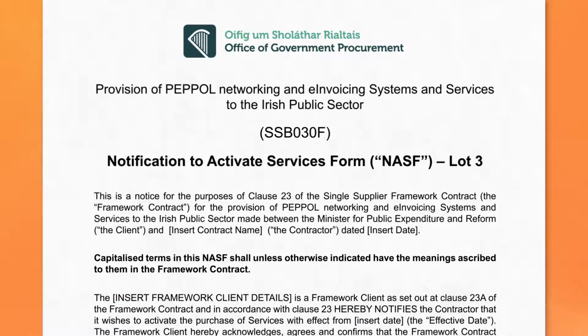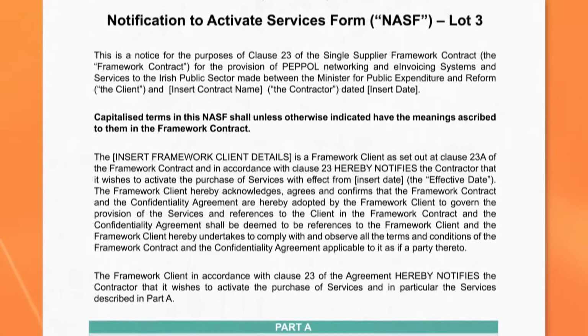Lot 3 of this PEPL Networking and E-Invoicing framework works on the basis of a cascade mechanism, which means that when you complete this form and return it to the OGP sourcing team, they will send it to the first ranked framework member. The framework member will have 4 business days to respond before the OGP sourcing team can refer the NASF to the second ranked framework member, and so on. As a result, this section detailing the contractor's name and date will be completed by the OGP sourcing team. Public sector bodies do not need to fill out this section.